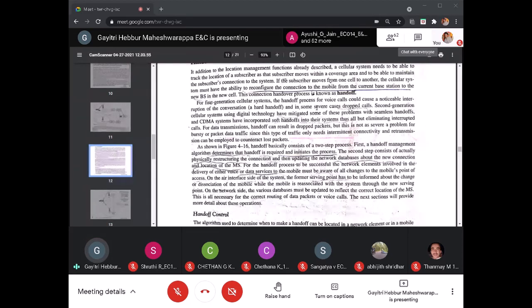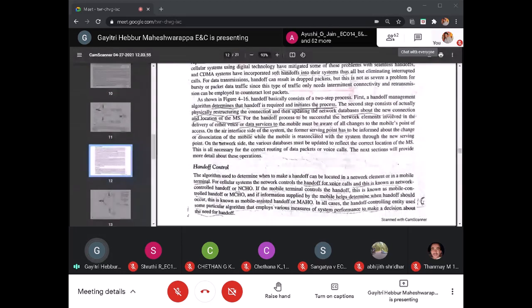So this is how it works. These are the processes that have to take place. On both sides, whether it is disconnecting the network from the old radio base station, there also information has to go. And once it is restructured to the new radio base station, that has to be updated in the database. So all those things have to happen when the handoff has occurred.